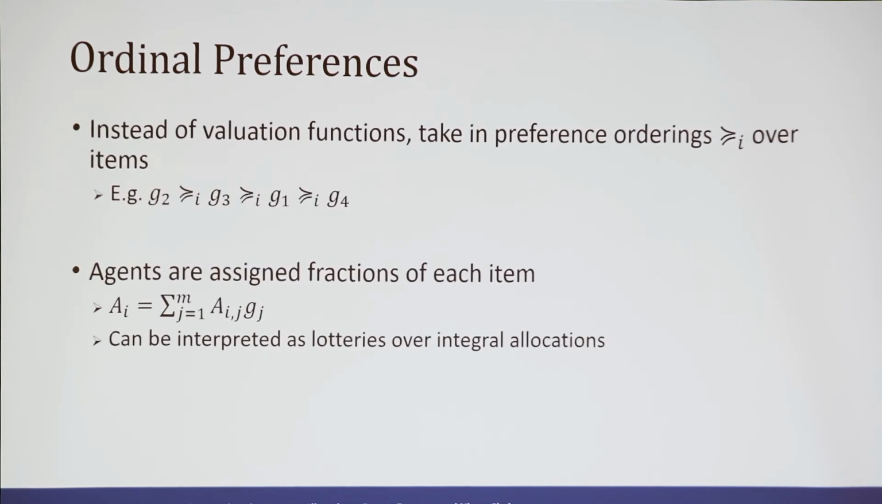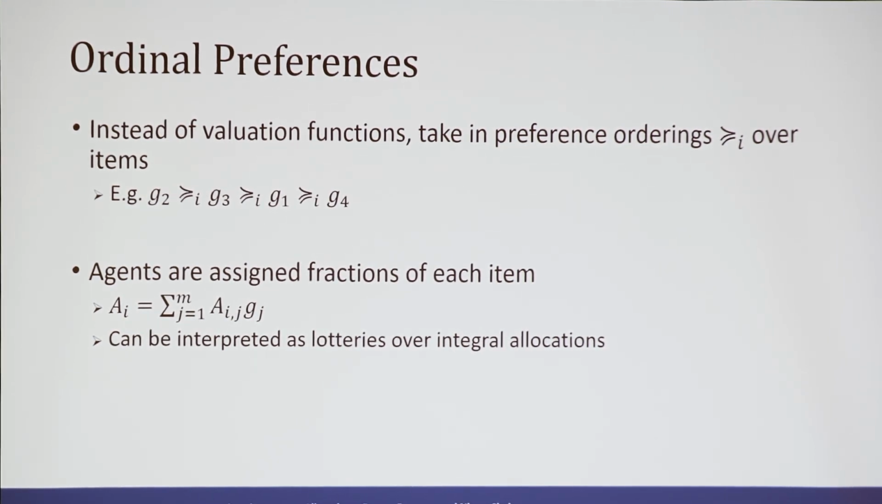Are the numbers known? The goods are known, these are just the items. But what's in the sum? Oh, the sum. Aij is the fraction of good j that agent i receives. So this is just a way to denote the allocation. It's not clear that the sum is necessarily the best thing.